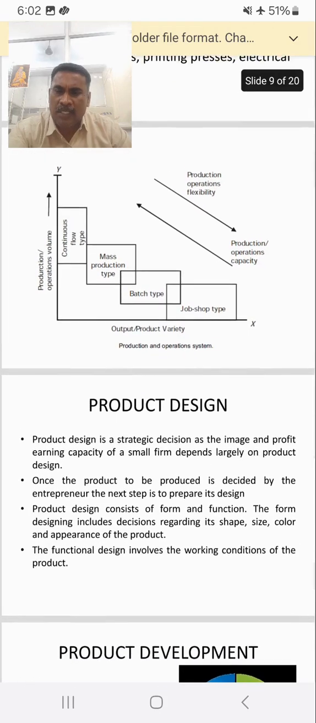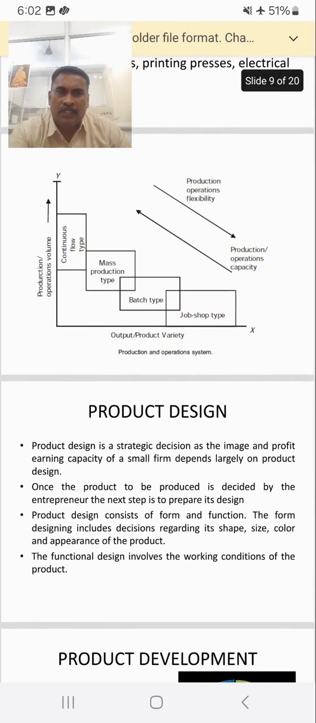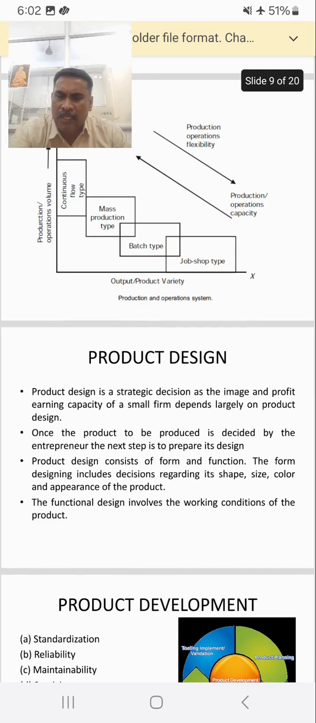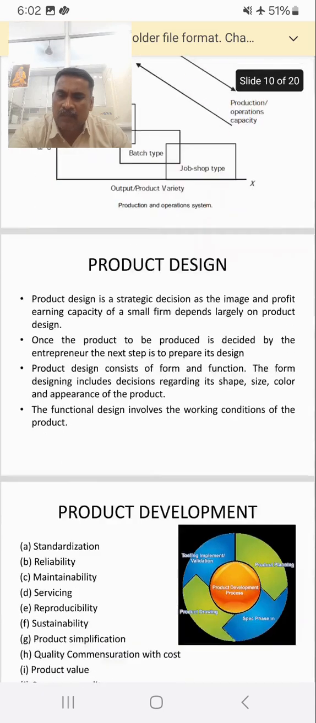Normally the product design is a strategic decision, as the image and profit-earning capacity of small firms depend largely on the product design. Once the product to be produced is decided by the entrepreneur, the next step is to prepare the design, and the product design consists of form and function. The form design includes decisions regarding shape, size, color and appearance. The function involves the working condition of the product.